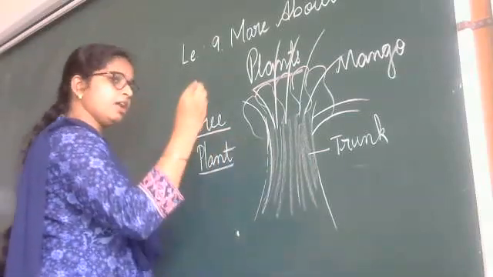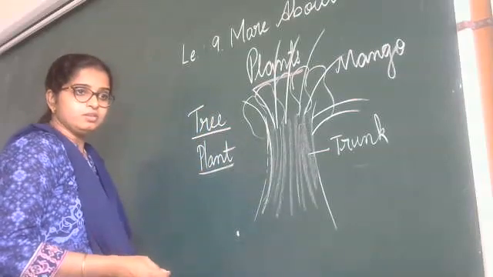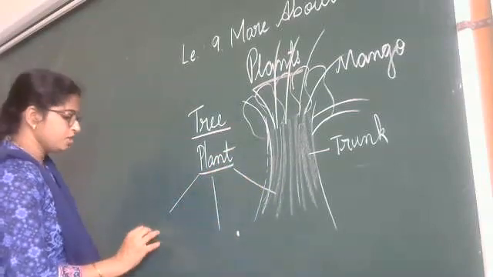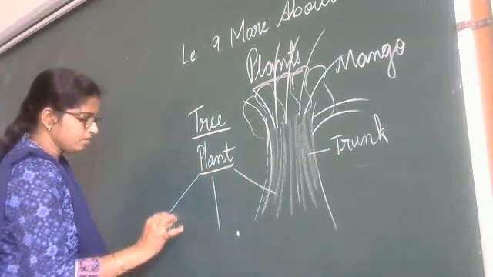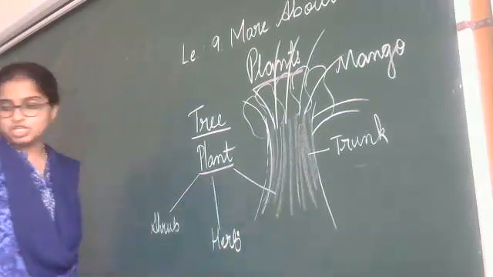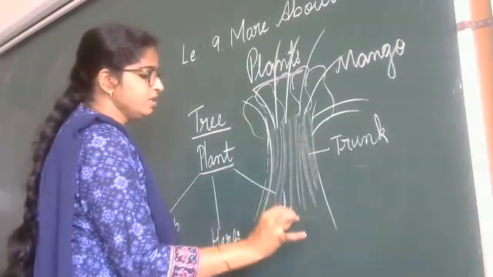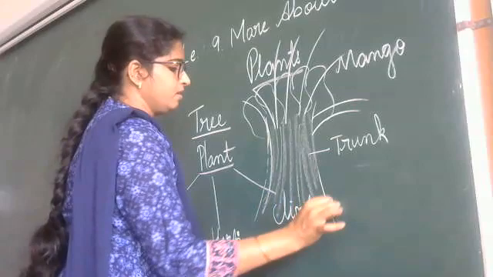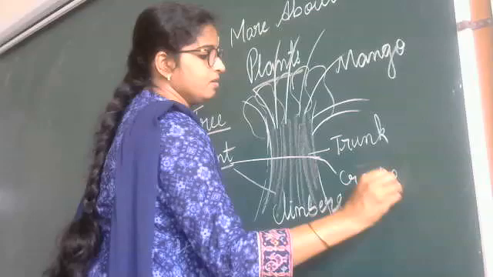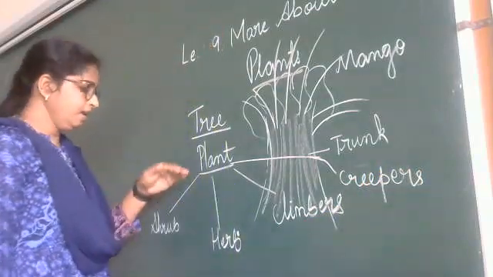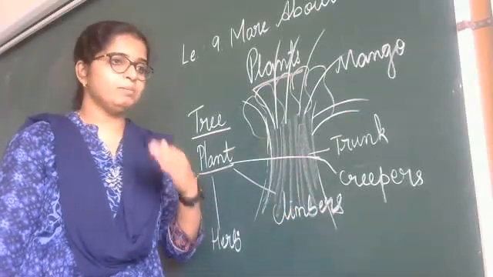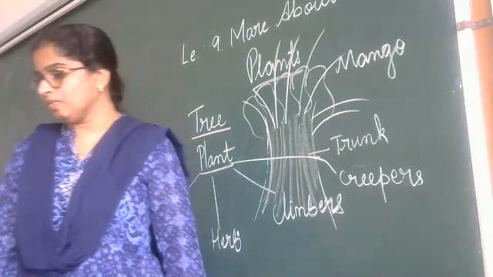In plants, there are many types. Which are those? First is shrub. Next is herb. Shrubs, herbs, climbers, and creepers. So, one by one, I will tell you what these are.